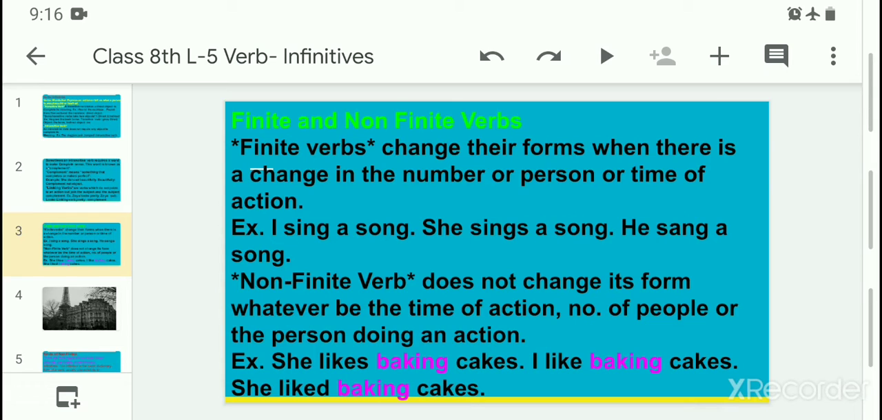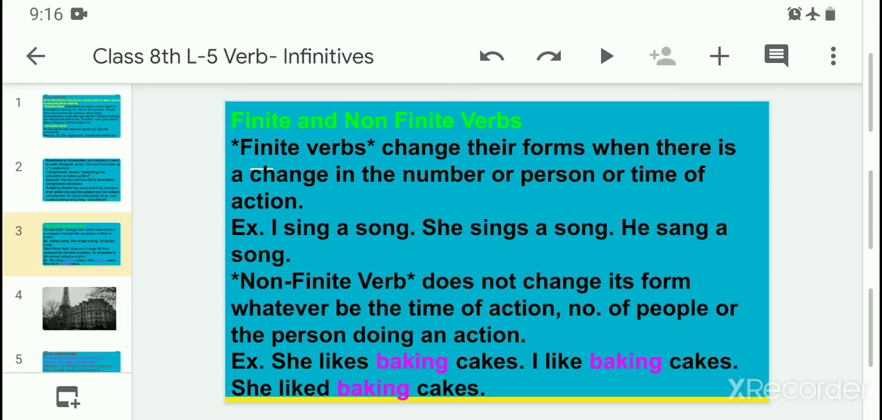And in the non-finite verb, it does not change, okay? It does not change its form whatever be the time of action, number of people and the person doing an action. There is no link, no change, okay? Whether there are singular persons or plural persons, first person, second person or third person, present tense or past tense, it doesn't affect. The non-finite verb will be same. Whatever condition comes, the non-finite verb will be same.